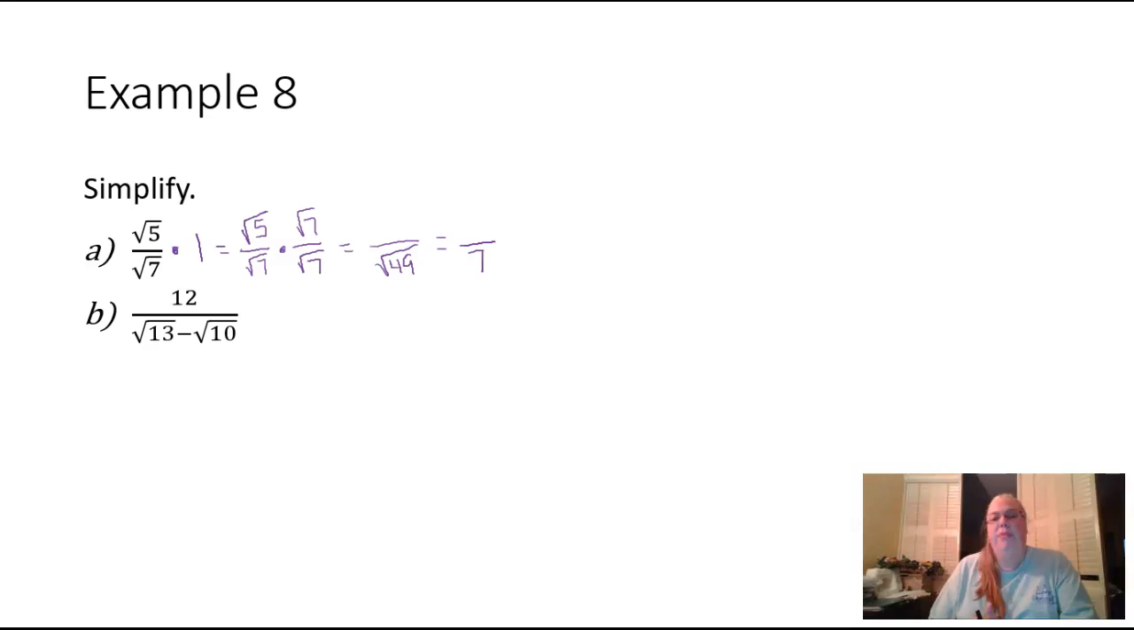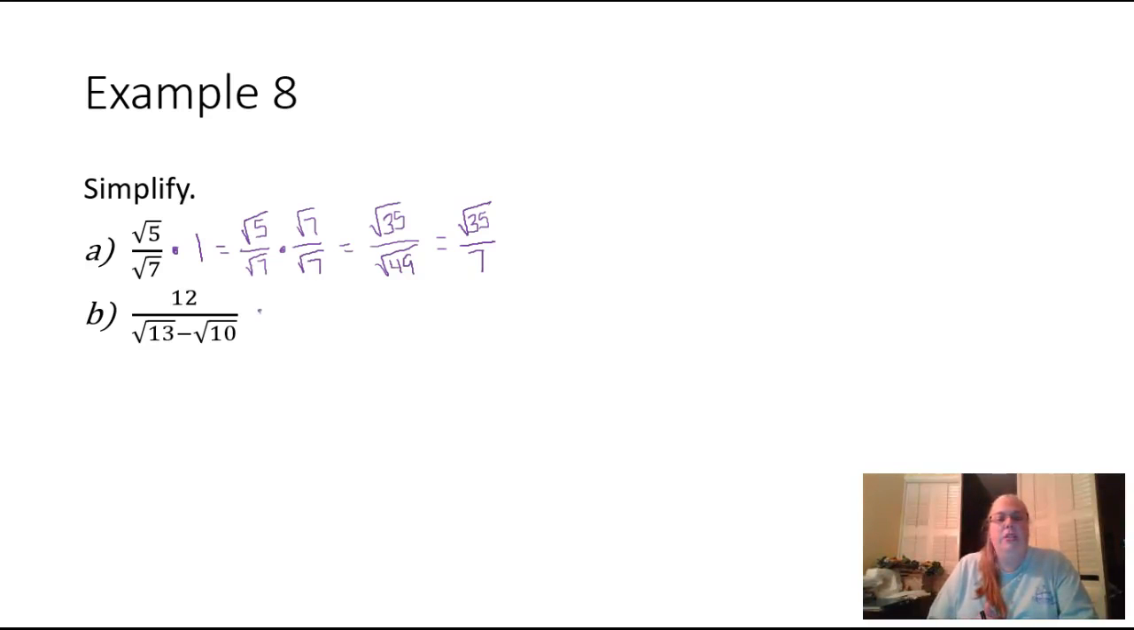Now we just have to simplify the numerator. The square root of 5 times the square root of 7, that's the square root of 35. 35 will not break down into any perfect squares, and so that means my final answer here is going to be the square root of 35 over 7.